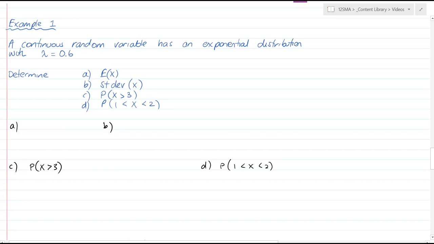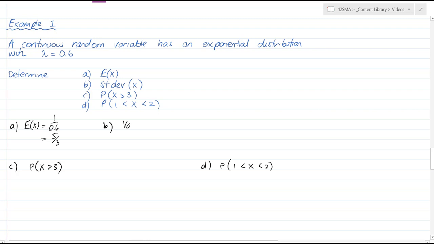A continuous random variable has an exponential distribution with lambda equals 0.6. So the expected value, this is just from the formula from our previous video, is 1 over lambda, 1 over 0.6. 0.6 is also 3/5, so this is equal to 5/3 or 1.666.